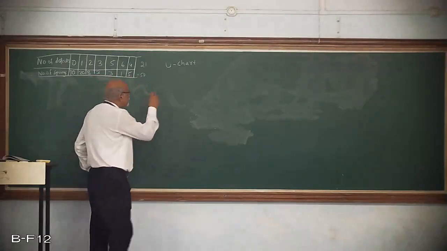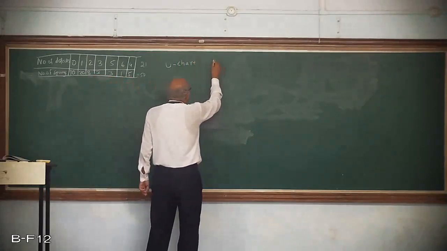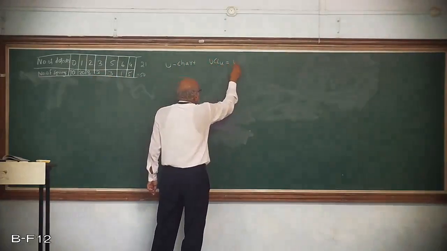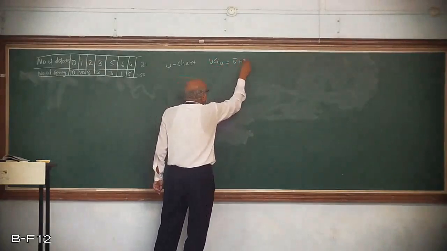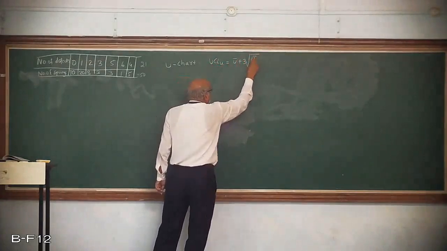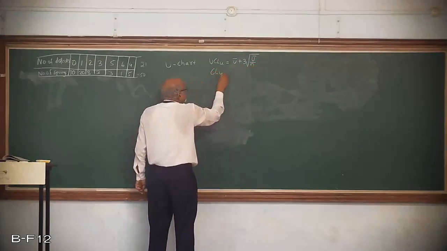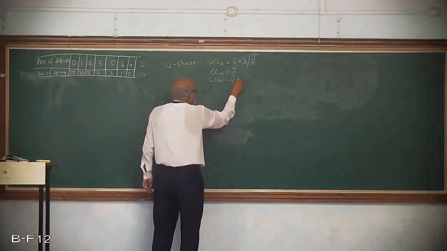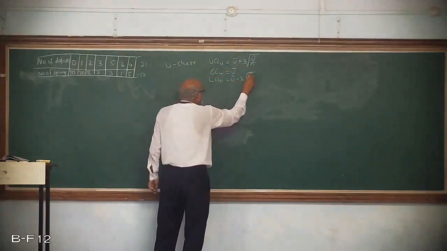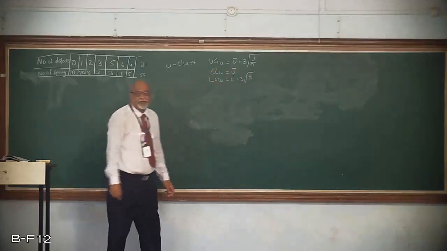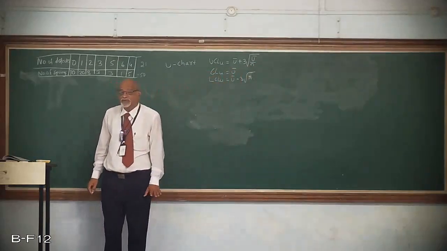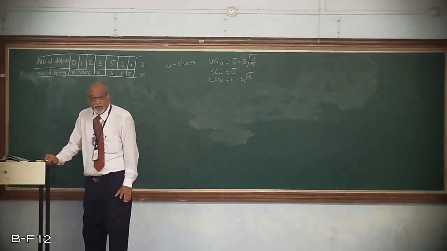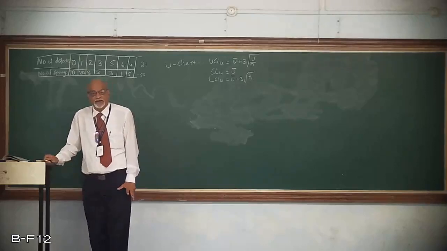Now, what is the upper control limit for the U chart? Upper control limit for the U chart is U bar plus 3 root of U bar by n. Central line U bar, and lower control limit U bar minus 3 root of U bar by n. Because this is per unit, that is what you need to find. On an average, how many defects will there be per spring?